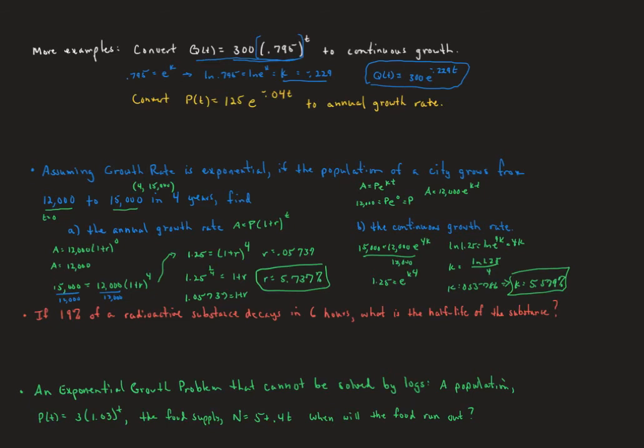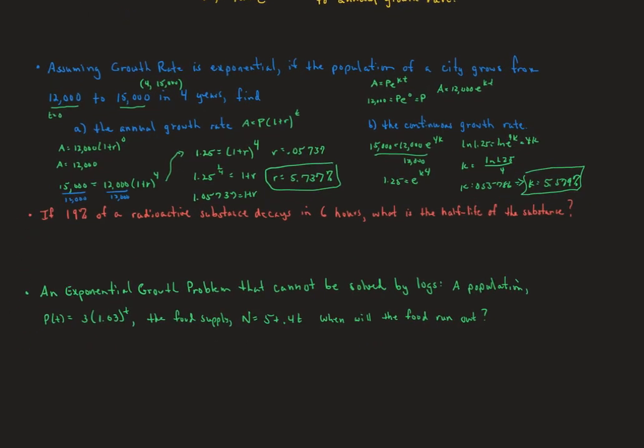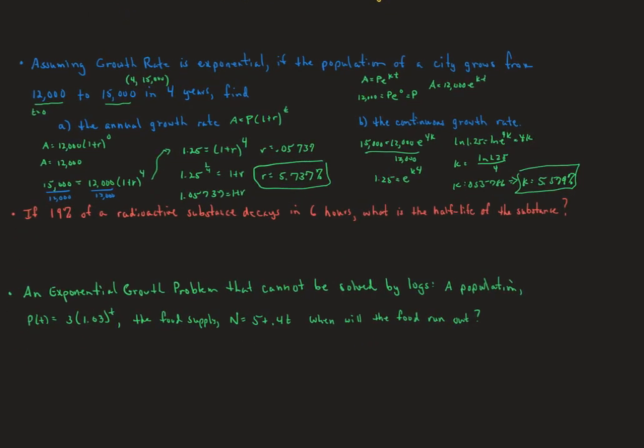Okay, now on to the next one. So here's where I had some more. Okay, one of these screens went down below there. So if 19% of a radioactive substance decays in 6 hours, what is the half-life of the substance? So it doesn't matter if we want to think of that as exponential base Euler's number or not. We can do it either way.